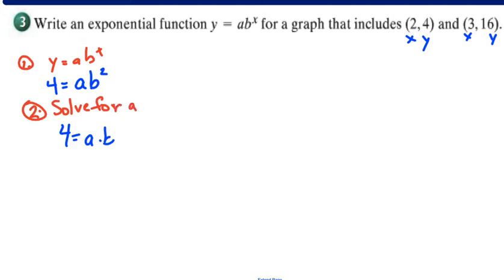All right, solve for a, and then we have ab to the x. Okay, same principle. I want to get the a by itself. What are we doing to the a in this particular equation? We are multiplying it by b to the x power. The opposite of that is to divide by b to the x power.